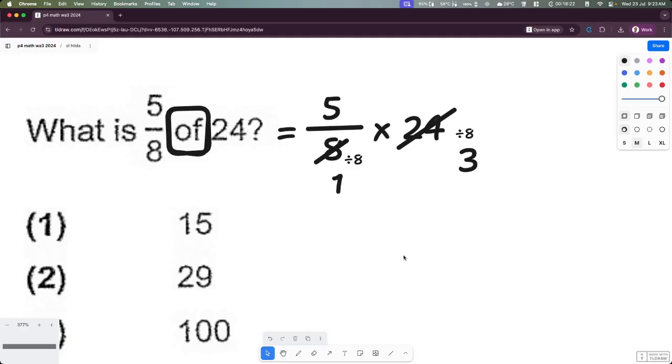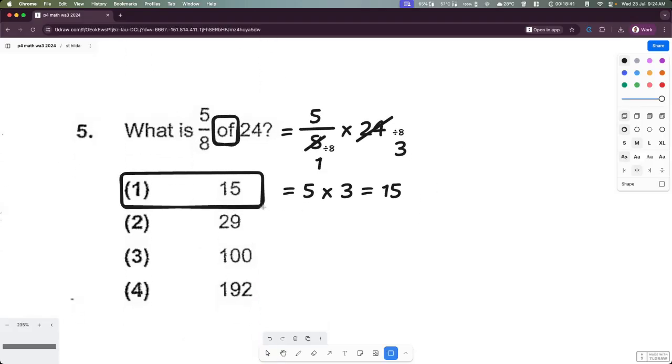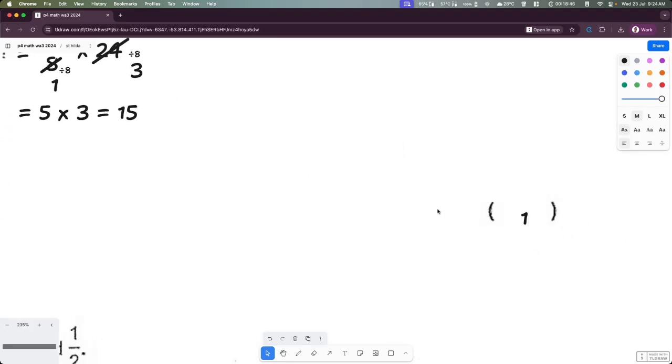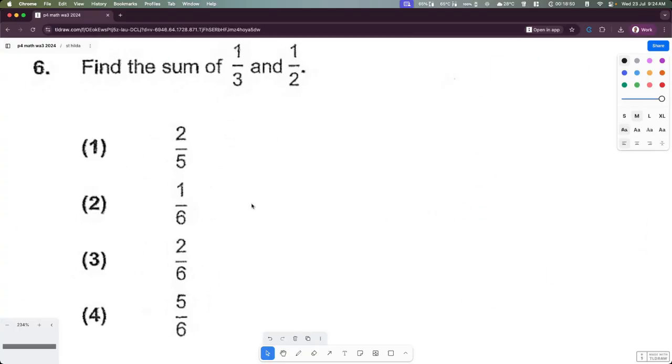So now we have 5 over 1 times 3, which is 5 times 3, which is equal to 15. That's it. So the answer to this is 15 in this case over here. There you go. Let's move on to the next question.